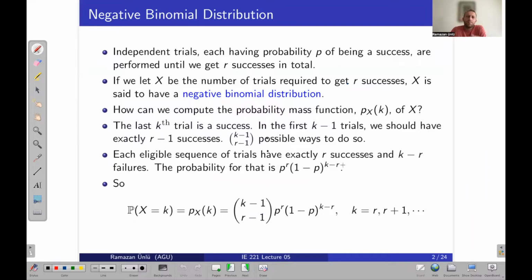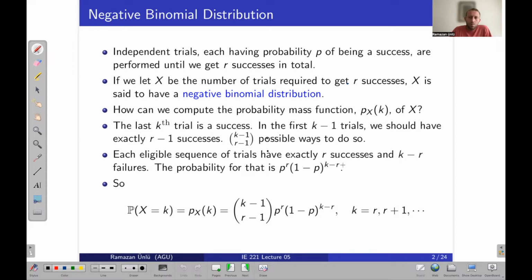Let's say we have some independent trials, each having probability p of being a success, and we repeat these trials until we get r successes in total. If we let X, which is the random variable, be the number of trials required to get our r successes, X is said to have a negative binomial distribution. So the question is how we can compute the probability mass function of X.